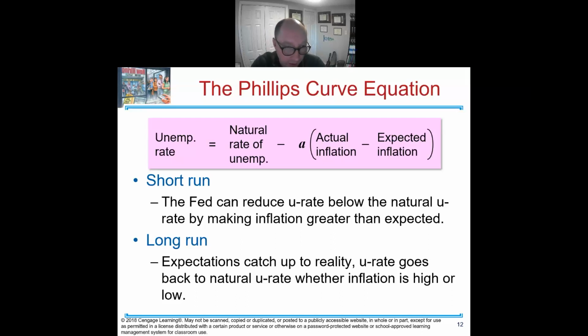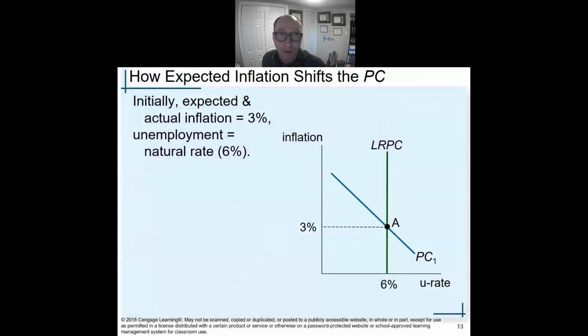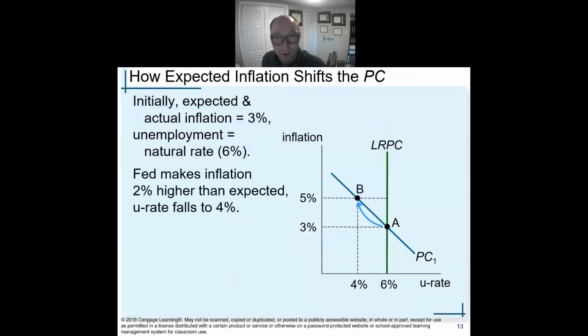And what this equation tells us is the short term and the long term. In the short run, the Federal Reserve can, of course, reduce unemployment rates below the natural rate by increasing inflation greater than what is expected. Sound familiar? In the long run, unemployment rate will return to its natural rate, regardless of what happens with inflation over time. We can see this graphically.